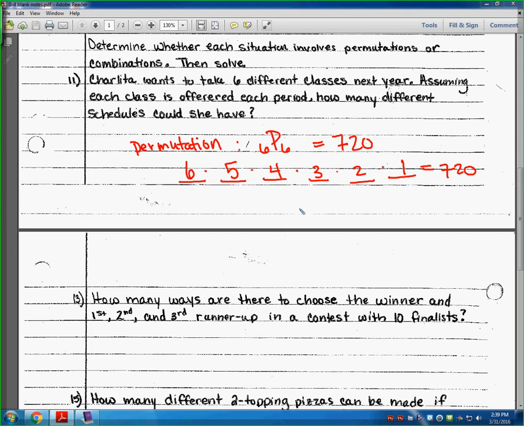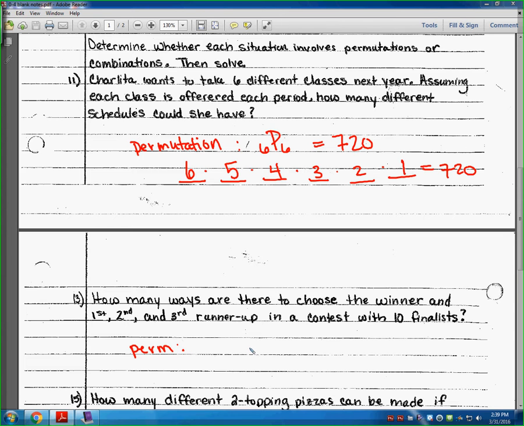Okay? Backside. How many ways are there to choose the winner and first, second, and third runner-up in a contest with 10 finalists? So again, there's more than one way to do these all the time. I'm going to try to force you to try the permutation combination option first, okay? Does order matter? Do you want to win? Of course you want to win. So order matters, right? So it's permutation.